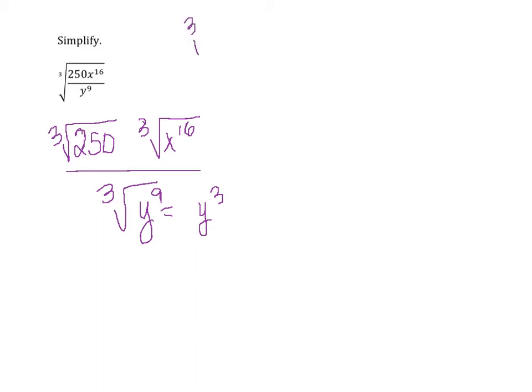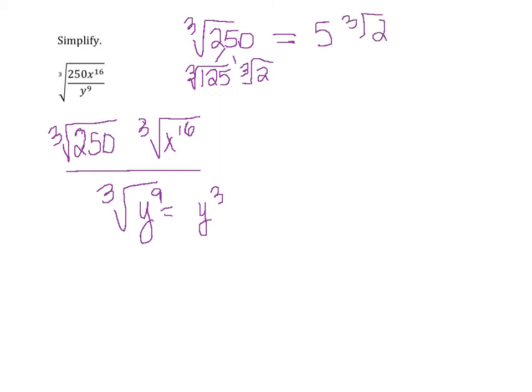So the cube root of 250, I'm going to look at that as the cube root of 125 times the cube root of 2. And the reason I chose 125 is because I know that that's a perfect cube. It's 5 cubed. So the cube root of 250 becomes 5, the cube root of 2.